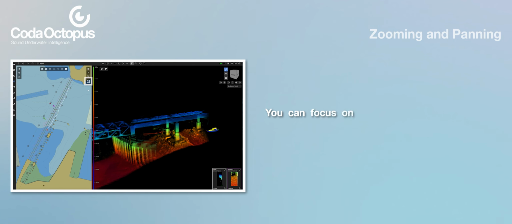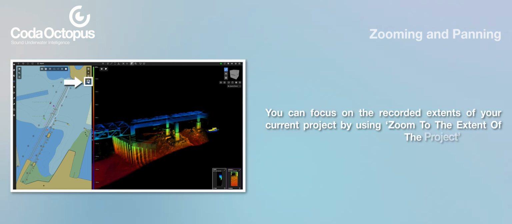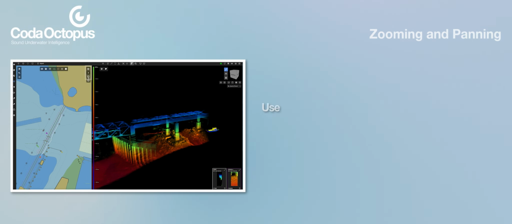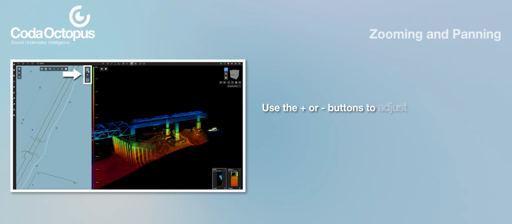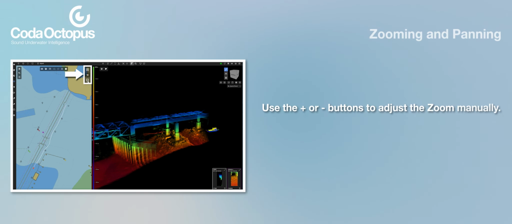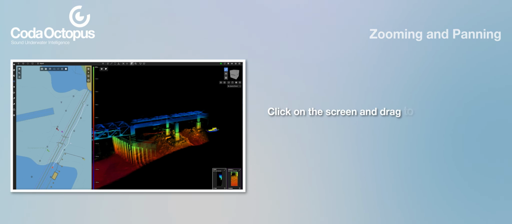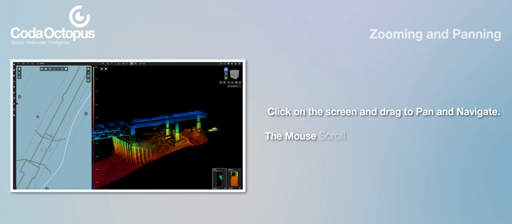You can focus on the recorded extents of your current project by using the Zoom to the extent of the project feature. Use the plus or minus buttons to adjust the zoom manually. The plus is to increase the size, and the minus is to reduce the size. Click on the screen and drag to pan and navigate. The mouse scroll wheel can also be used to zoom.